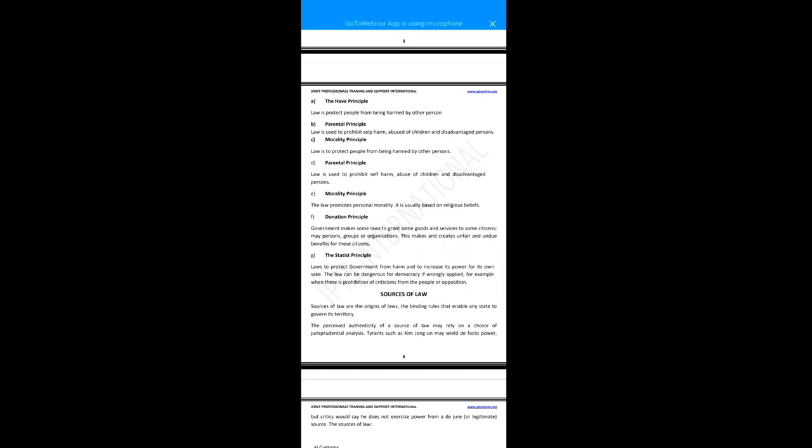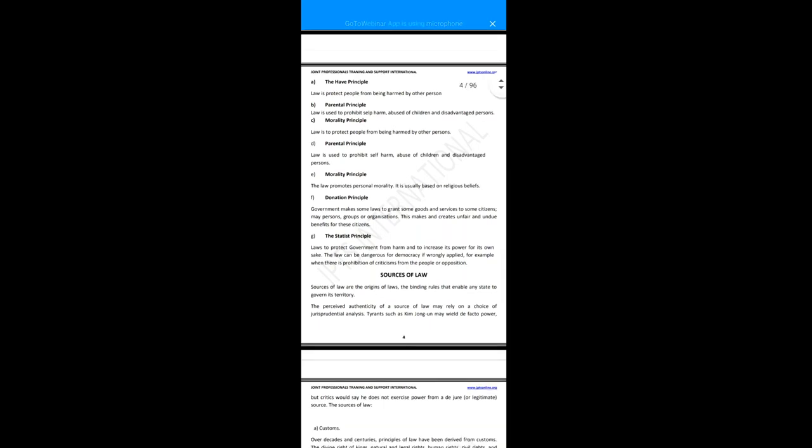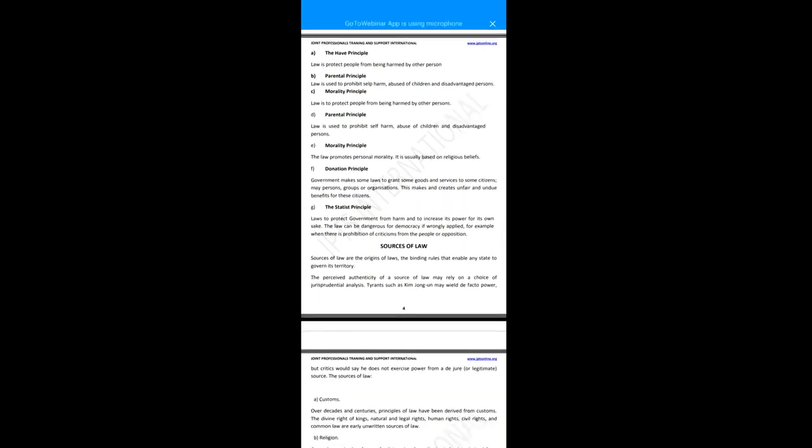The third one is the morality principle. The law promotes personal morality. It is usually based on religious beliefs. And the fourth one is the donation principle. The government makes some laws to grant some goods and services to some citizens. It may be persons, it may be groups or organizations. This creates unfair and undue benefits for these citizens.